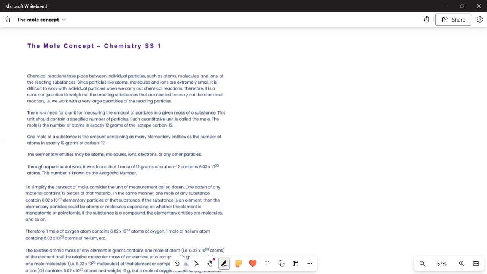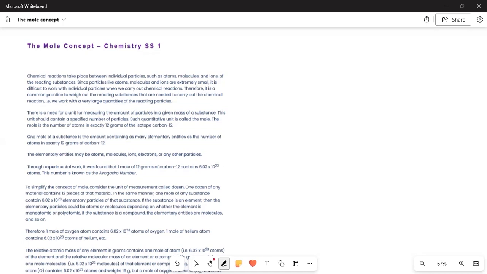This unit should contain a specified number of particles, and such a quantitative unit is what we call the mole. The mole, therefore, is the amount of substance containing as many elementary entities as the number of atoms in exactly 12 grams of carbon 12.